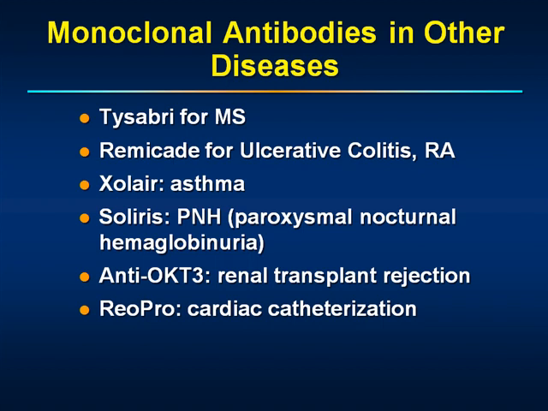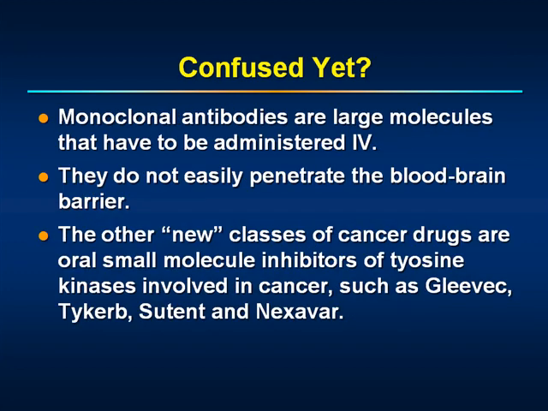Now, monoclonal antibodies are used in other diseases besides cancer. Tysabri is used for MS, Remicade very commonly used for ulcerative colitis and rheumatoid arthritis, Xolair for asthma, Soliris for PNH, and anti-OKT3 antibodies for renal transplant rejection, and ReoPro against platelets and cardiac cath. Monoclonal antibodies are large molecules that have to be administered IV. They do not easily penetrate the blood-brain barrier.